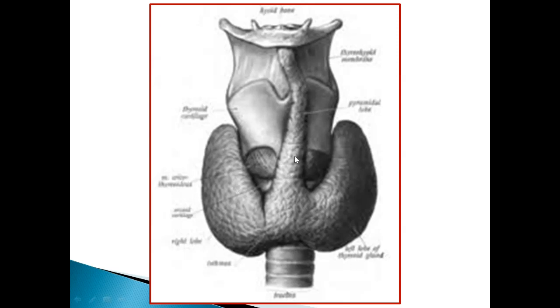So this image shows the pyramidal lobe of the thyroid gland. So this is the isthmus. In relation to the isthmus, this lobe will be present. So this may be the persistence of the thyroglossal duct, which divides into the thyroid parts.